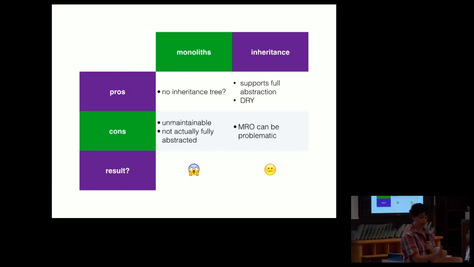All in all, inheritance can be OK. It's DRY. You can create arbitrary behaviors. That's great. That's already worlds better than the monoliths. I don't really want my game makers to have to think about MRO, though. Right?